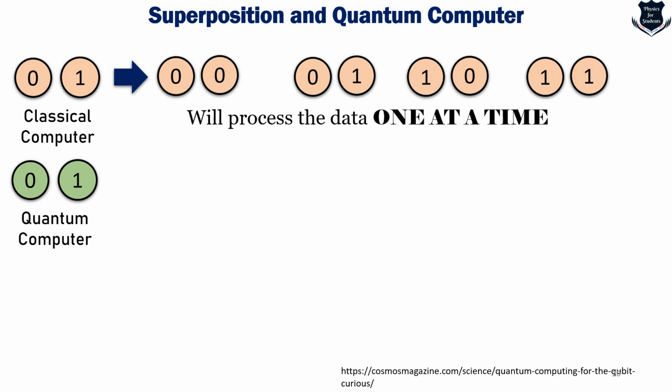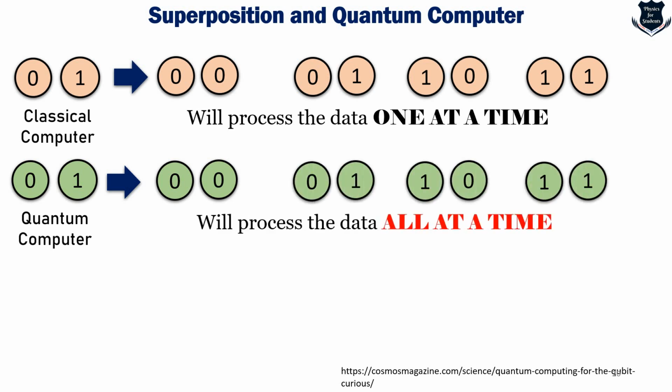Now if I take a classical computer, it will process the data one at a time. First it goes to 0 0, if not yes, then goes to 0 1, if not, then 1 0, if not, then it goes to 1 1. In this way it carries on until it finds the result. Now what does the quantum computer do? Does it do something really weird? No. A quantum computer also takes 1, 2, 3 and 4. But the difference is that it will process the data all at a time. So you see the difference.